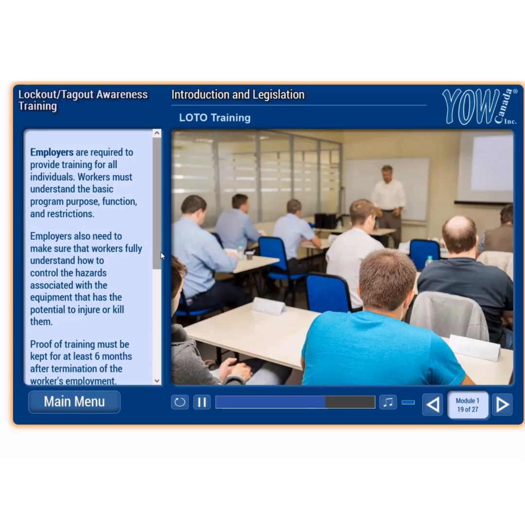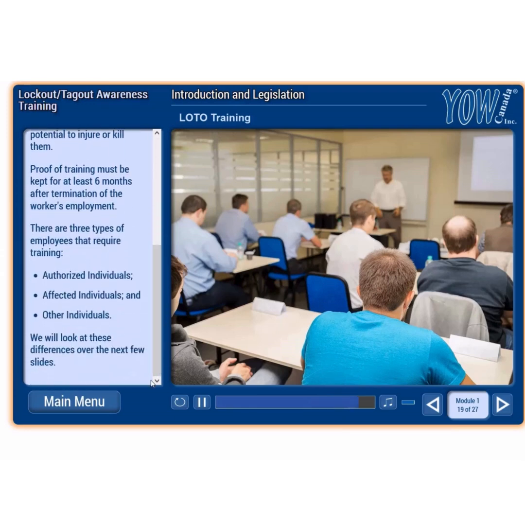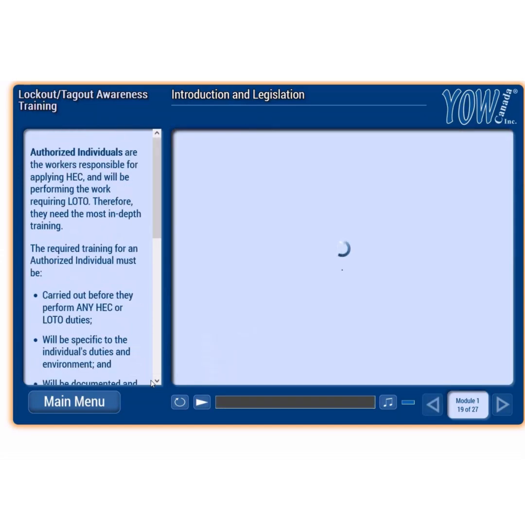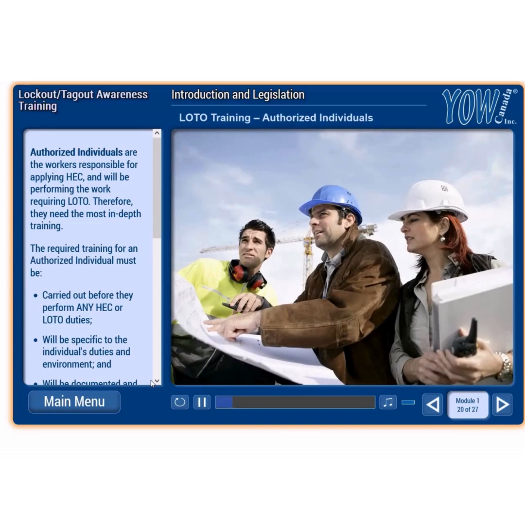There are 3 types of employees that require training: authorized individuals, affected individuals, and other individuals. We will look at these differences over the next few slides. LOTO training. Authorized individuals. Authorized individuals are the workers responsible for applying HEC and will be performing the work requiring LOTO. Therefore, they need the most in-depth training.